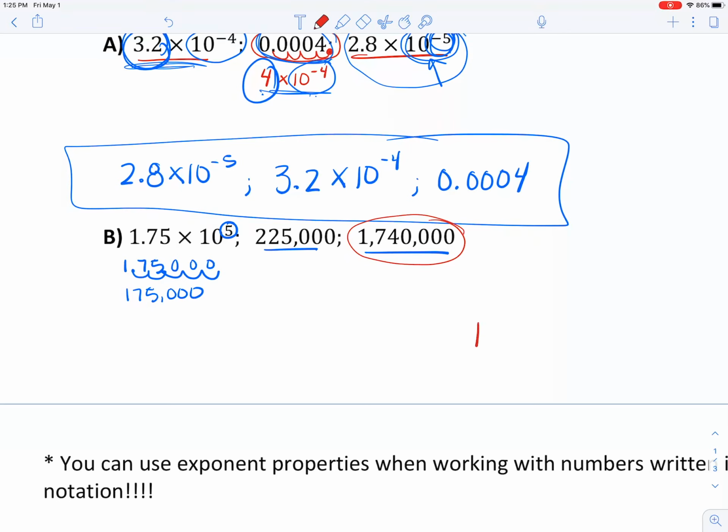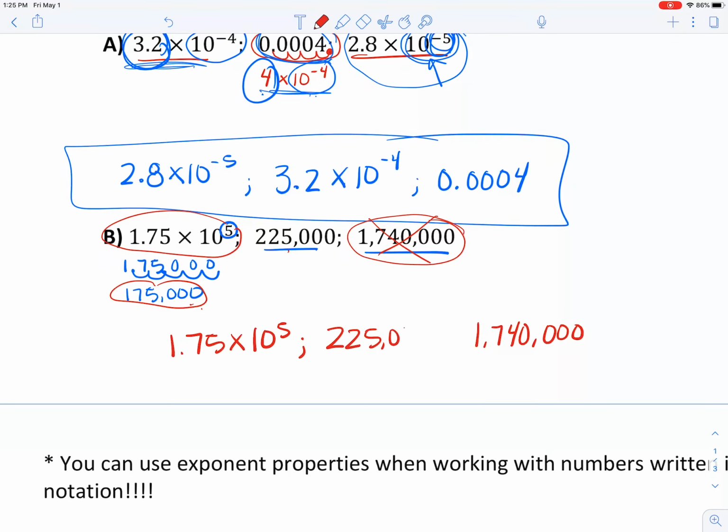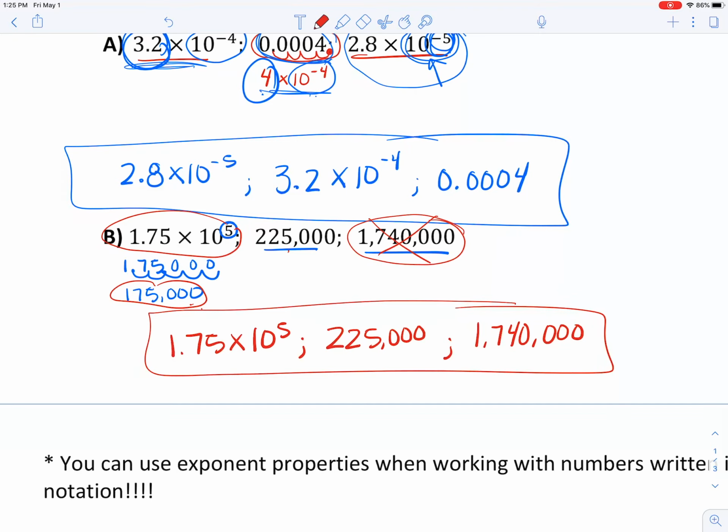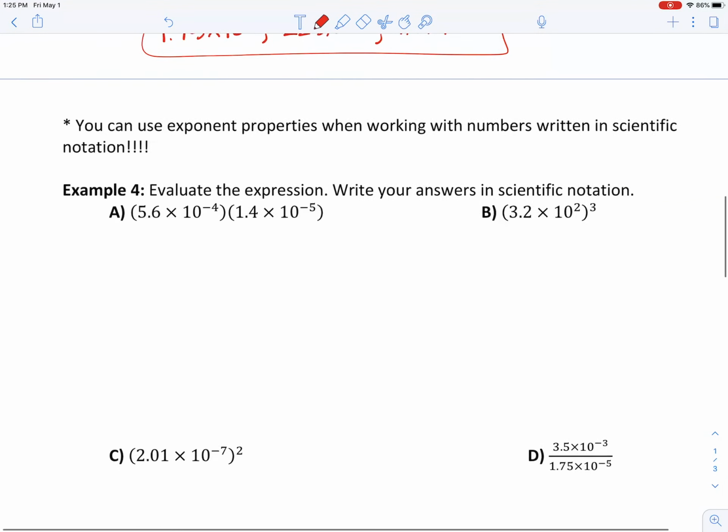Okay, now I can quickly compare. I'm noticing that this is the largest number. We've got something in the millions. So I'll write that on the very right. That's our largest number. Okay, so we're done with that one. Now we have to decide between these two. Well, 175,000 is smaller than 225,000. So it's going to be 175,000 first, which I want to write as it was originally represented, which was 1.75 times 10 to the 5th. So that was the smallest, and then 225,000, and then my 1,740,000.